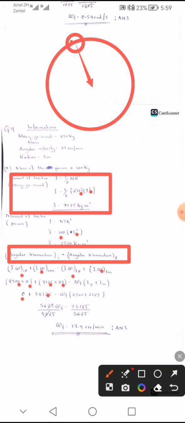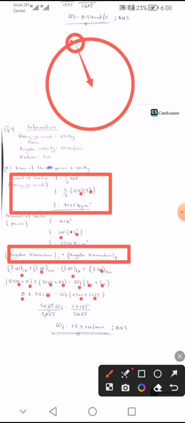Now, when the person jumps onto the merry-go-round, the person and the merry-go-round spin together. Therefore, their final angular speed is going to be the same. So we factor that one out. That's why you see this one has been taken out of the equation. In the brackets, we are remaining with the moment of inertia of the person and the moment of inertia of the merry-go-round. Then we just replace. Moment of inertia of the person is 2500. Moment of inertia of the merry-go-round is 3125. So when we multiply that by omega f, we get 5625 omega f.